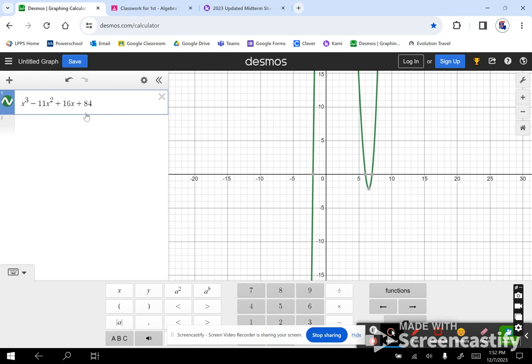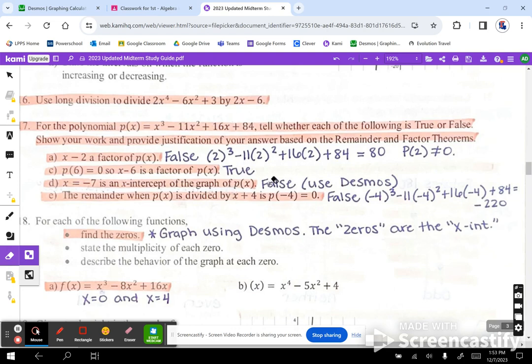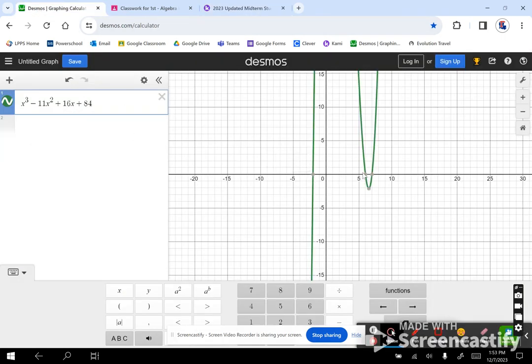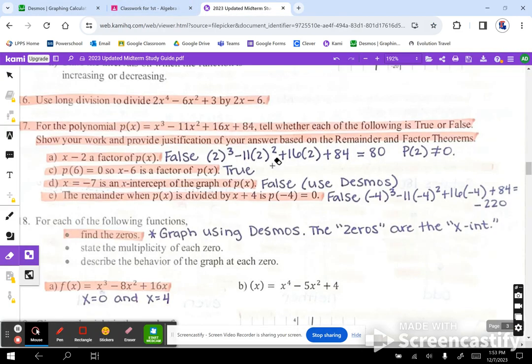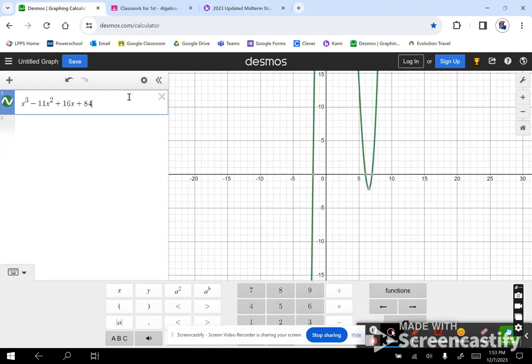Well, what is it doing here? There we go. Do I have an x-intercept at negative 7? Positive 7? Positive 6? Negative 2. Well, what did I do wrong? x cubed minus 11x squared plus 16x plus 84. Oh, that's my false statement. It's false. Why is it false? Because when you graph it, you get that your x-intercepts are negative 2, 6, and 7. You do not get that negative 7 is an x-intercept. Negative 7 is way over here. You don't have an x-intercept there.